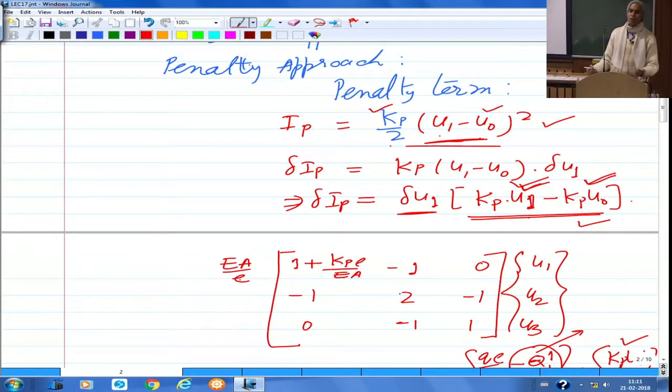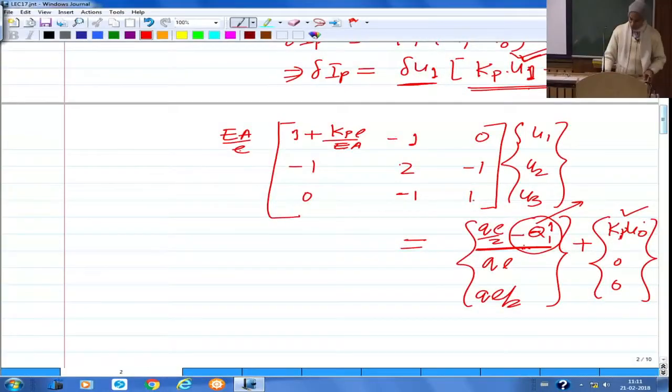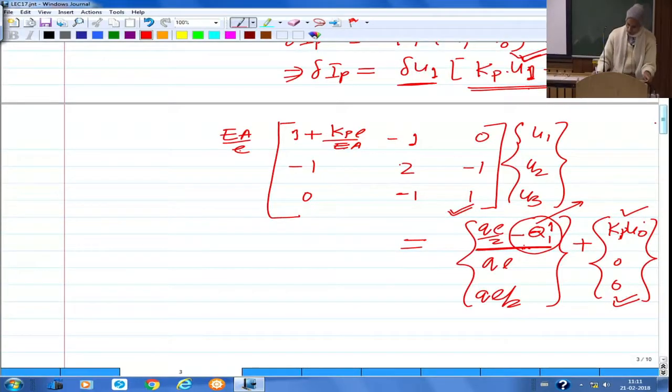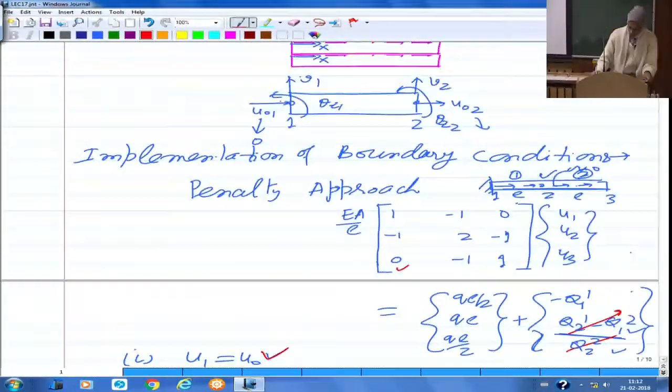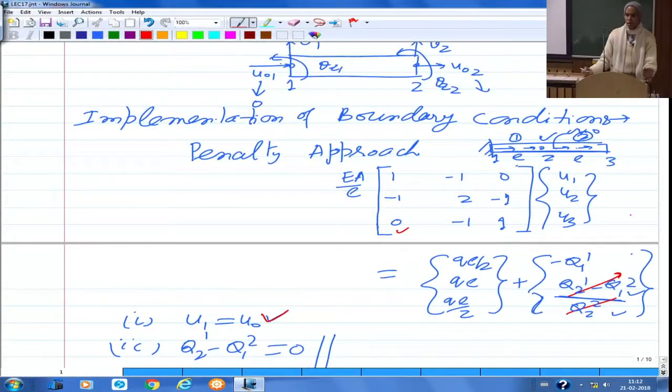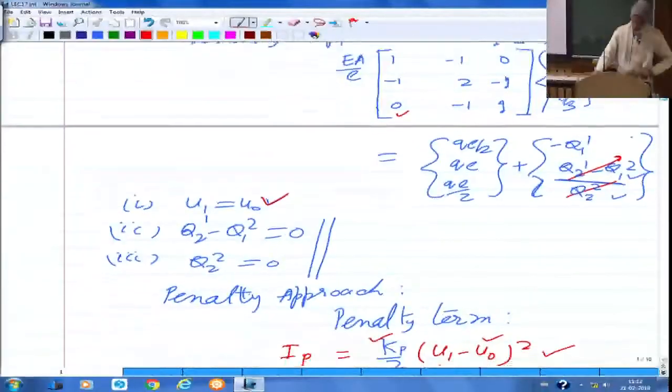Suppose u3 is also prescribed, u3 is equal to some u naught dash. So you will have one more term here, and then that will contribute to the penalty stiffness term here, and on the load vector side it will contribute here if u3 is also prescribed and you want to specify it through the penalty term approach. So this is in brief, and you can read about this from Belegundu and Chandrupatla. So that deals with the implementation of boundary conditions through the penalty approach.